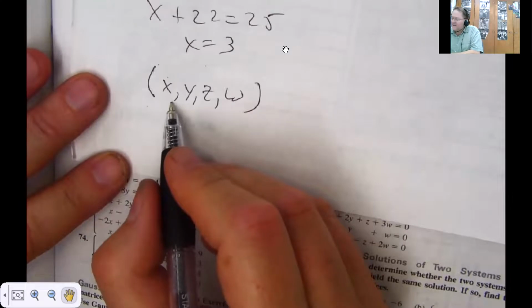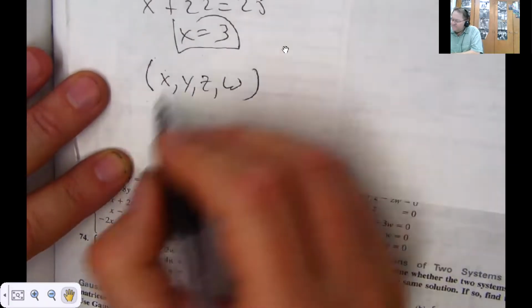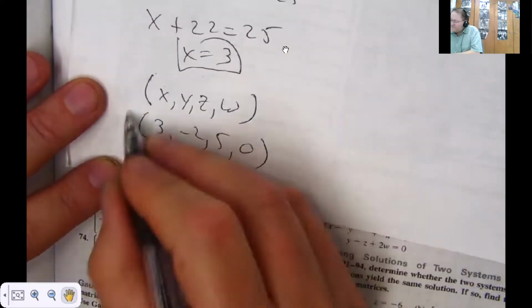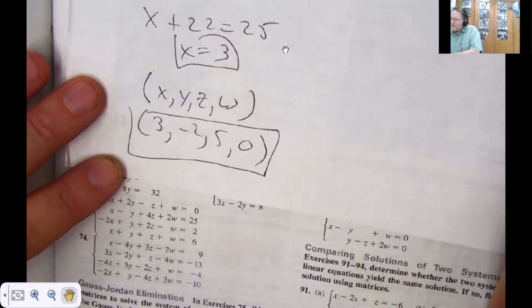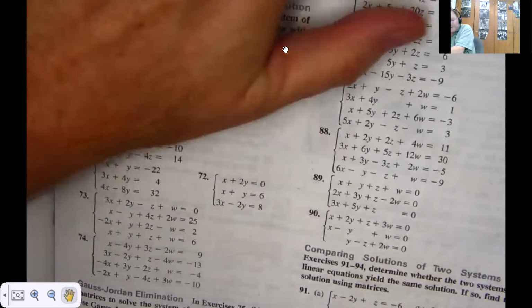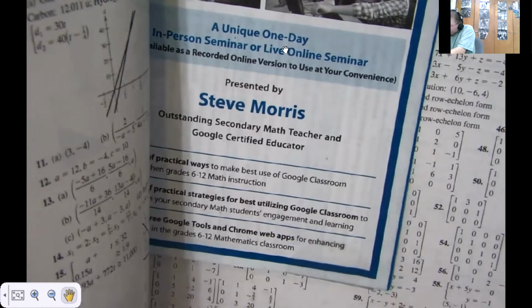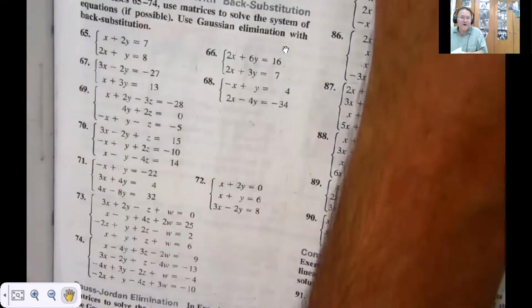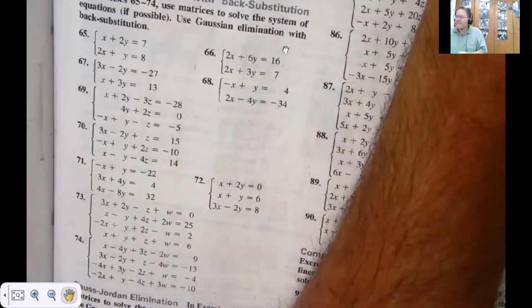So x is a 3, we said. Y is a negative 2. Z is a 5. And w is a 0. And I do have it marked. So let me look. 3, negative 2, 5, 0. That's it. That is it. Okay. These are long processes. That goes without saying.